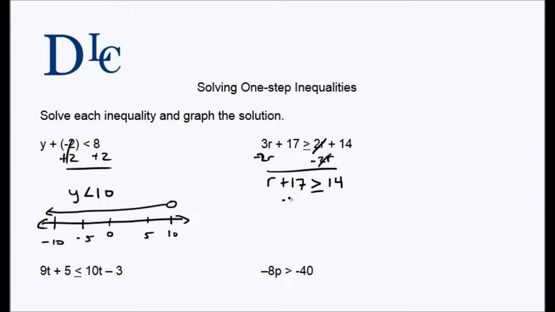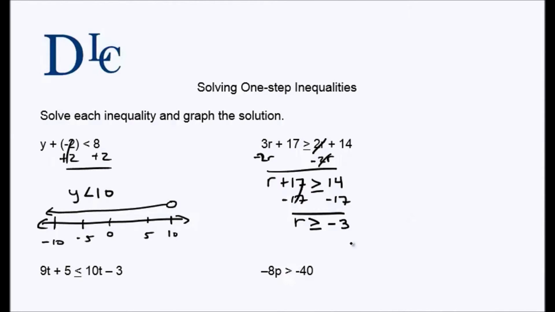This is a one-step equation. All I got to do is subtract 17 from both sides. So r is greater than or equal to 14 minus 17, which is a negative 3. So all my solutions are greater than or equal to negative 3.